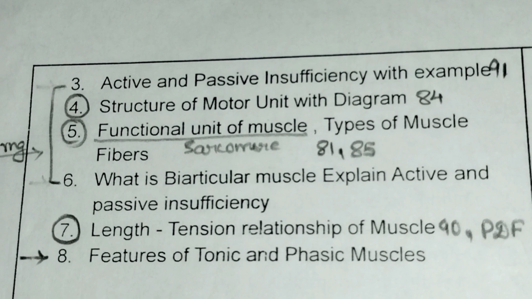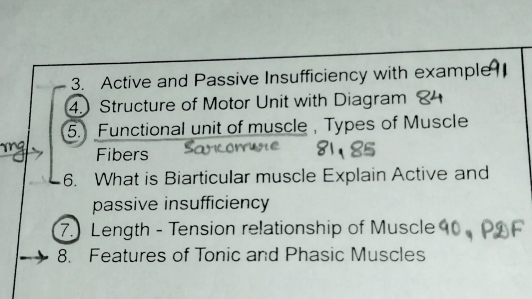Continuation. The third question is active and passive insufficiency with example. Fourth one, structure of motor unit with diagram. Fifth one, functional unit of muscle, types of muscle fibers. Sixth one, what is biarticular muscle? Explain active and passive insufficiency.